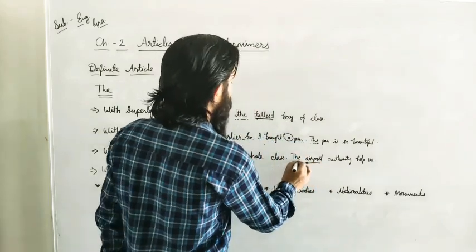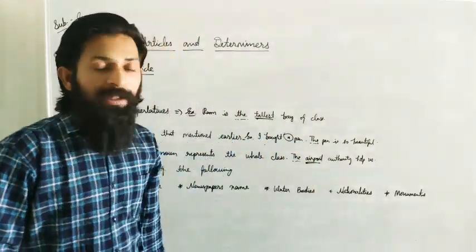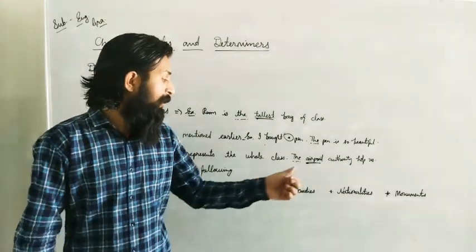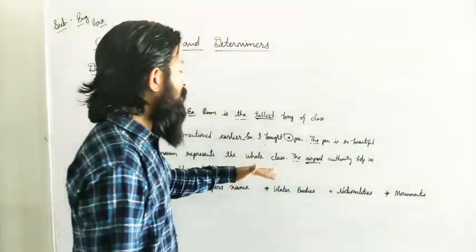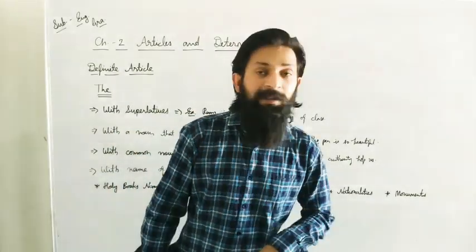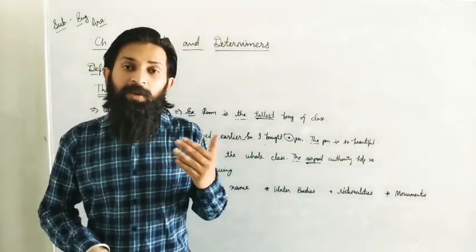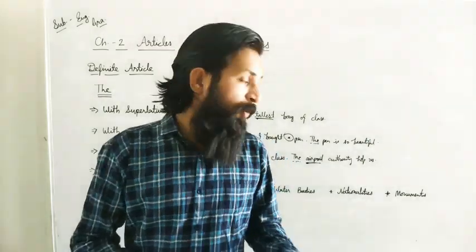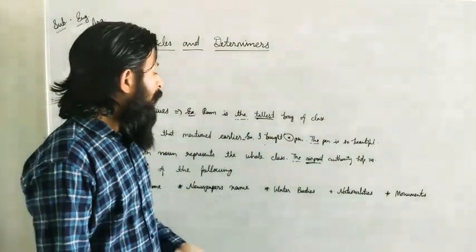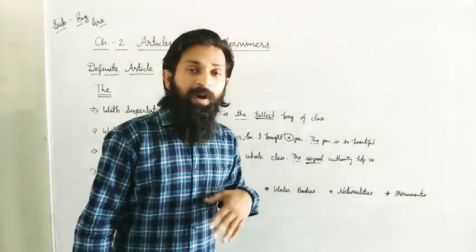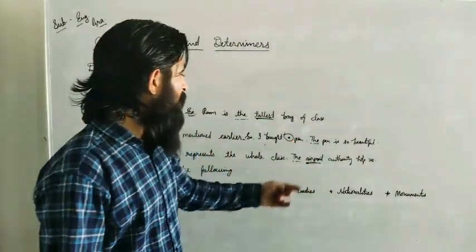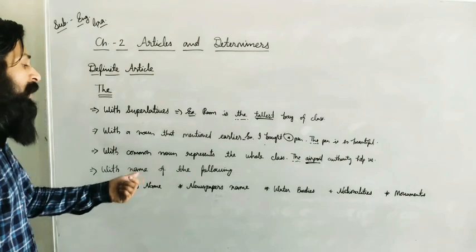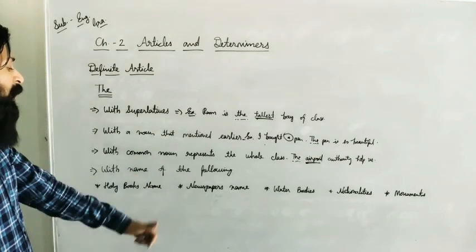Before airport we have to use the. Here airport means not a single airport. Here we are going to talk about the common noun that represents the whole class. The airport authority helps us, means not a single airport, they help us all over the airports of the country or all over the world. So we have to mention the before such a type of common noun.